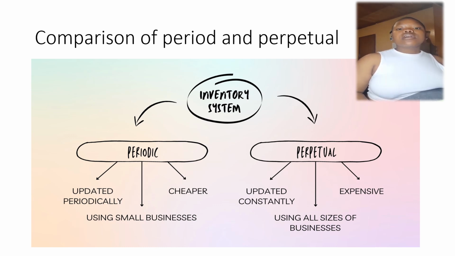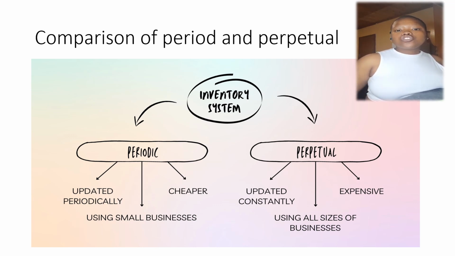With the periodic, inventory is updated periodically. That means at the end of every financial year, a physical count of stock is done to measure the level of inventory and the cost of goods that have been sold. Also, the periodic inventory system is cheaper because it's not done on a regular basis. So that means the business saves money by doing the physical count at the end of the period to see the cost of goods sold. And it is usually used in small businesses because it's cheaper. So that means they can actually use it for their business.